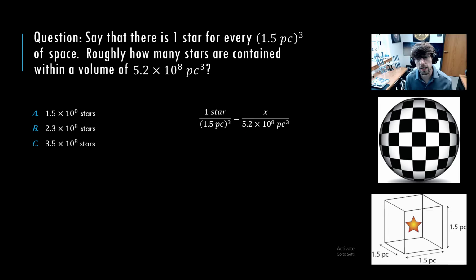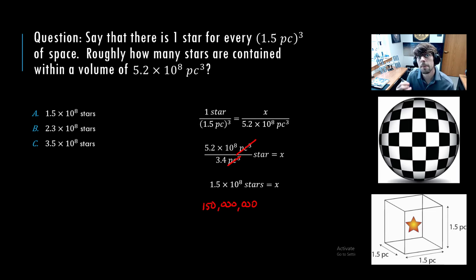So we can take this, and we're interested in x, and if we go ahead and cross multiply, we'll notice that we end up with parsecs cubed divided by parsecs cubed. And that 3.4 is apparently 1.5 to the third. And so at the end of the day, we say there's about 150 million stars in this sphere. A different way to say it is that there's about 150 million stars to which we can measure the distance using this parallax method.